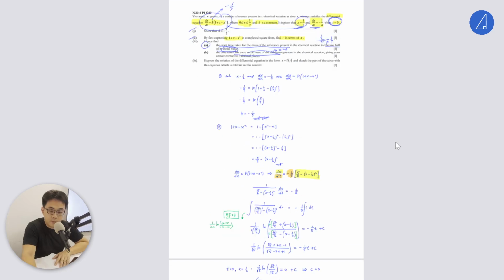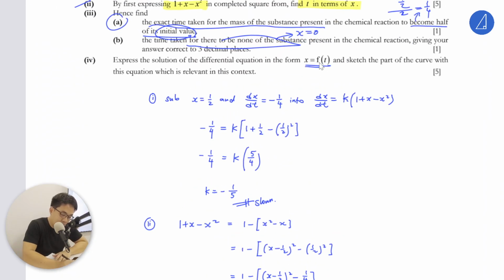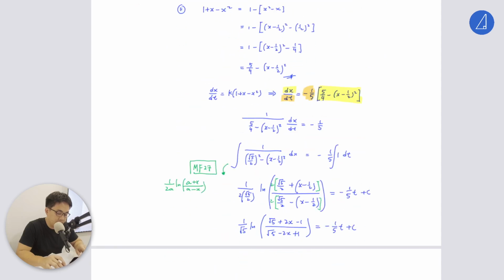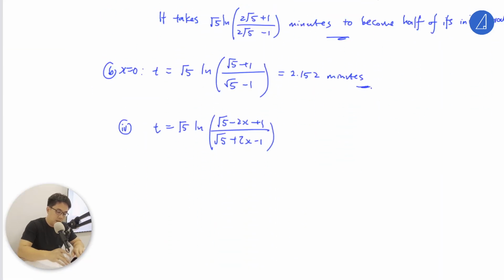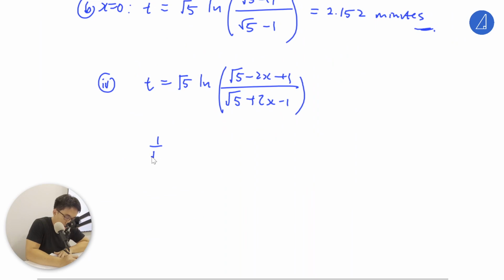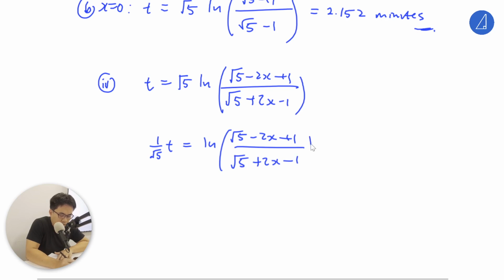Last one. Make x the subject. This means make x the subject in terms of t. Then sketch part of the curve with this equation which is relevant to this context. So in this case, just make x the subject. There is nothing inherently H2 Math here. It is basically just algebraic manipulation.